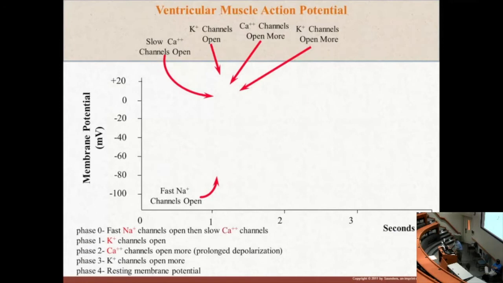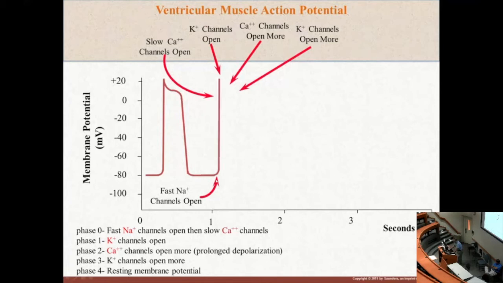Likewise, here's the tracing for the ventricular muscle. The shape is a little bit different, and looks like this. Notice the membrane potential starts lower, goes down to minus 80 millivolts, and then goes up to plus 20. And here you see the first sodium channels begin to open.